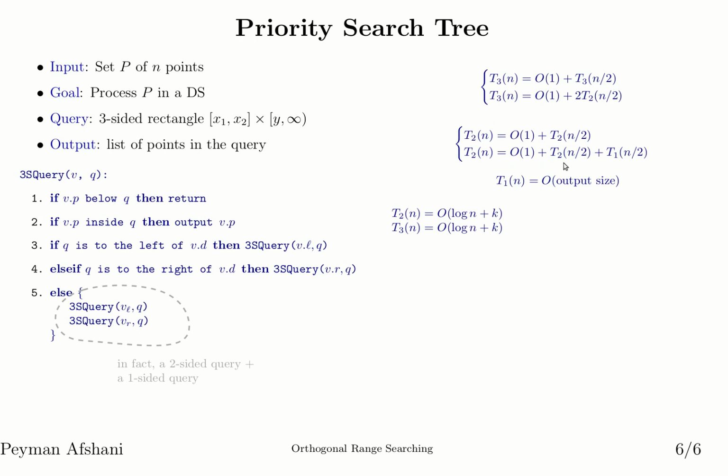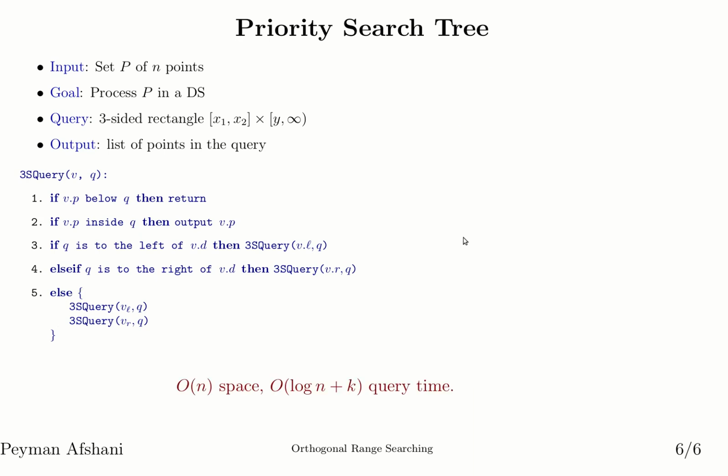This recursion solves to log n plus k, and as I said, the recursion on a three-sided query also solves to log n plus k. So in summary, using a priority search tree, we can solve three-sided queries using linear space and log n plus k time. Observe that a priority search tree cannot count the number of points inside the region. It can only report, whereas range trees could either count or report the set of points inside the query range.